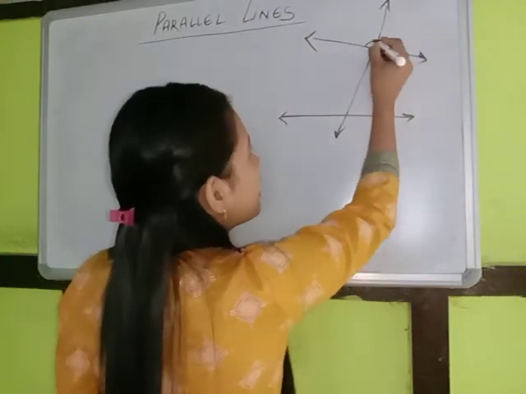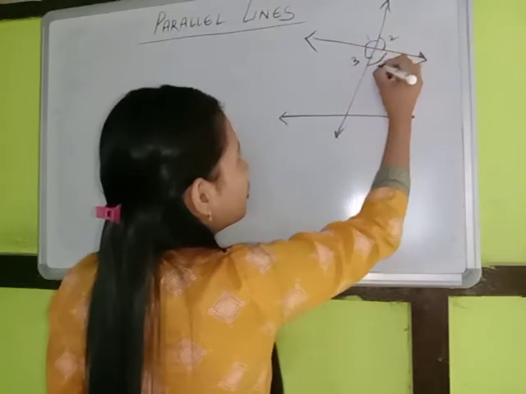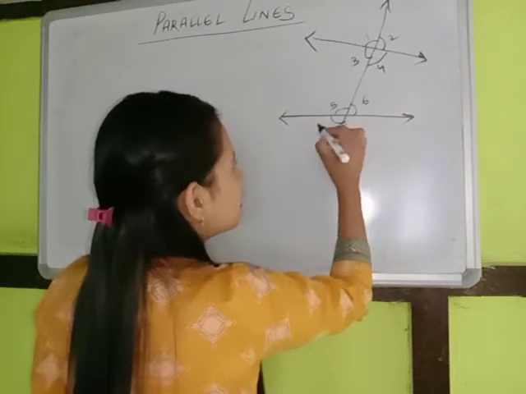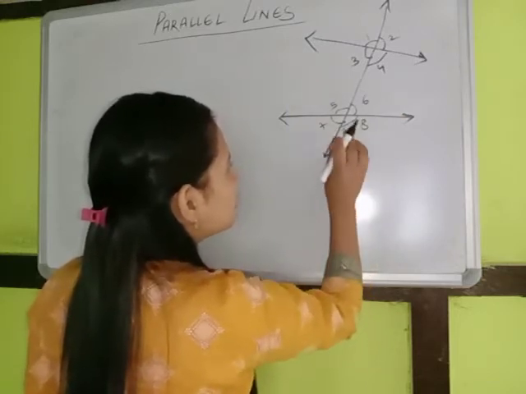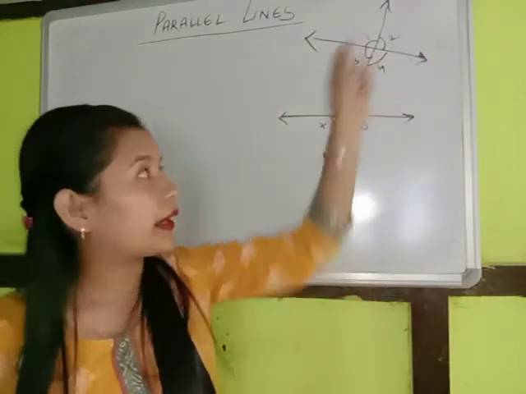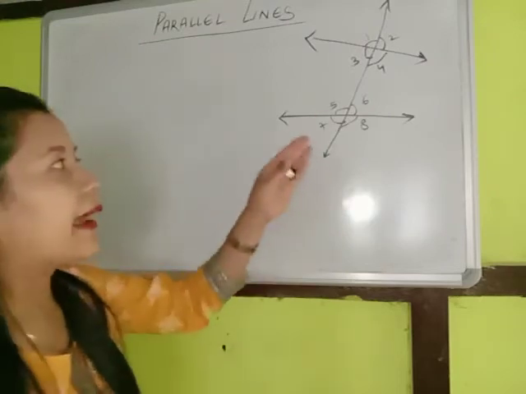So let me name these angles: angle 1, 2, 3, 4, 5, 6, 7, 8. Let me elongate this a bit. So these are the 8 angles formed when two lines are cut by a transversal. There are certain names that these angles possess.